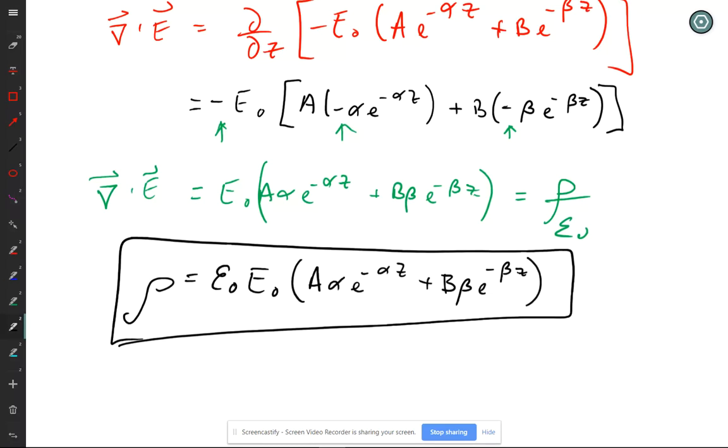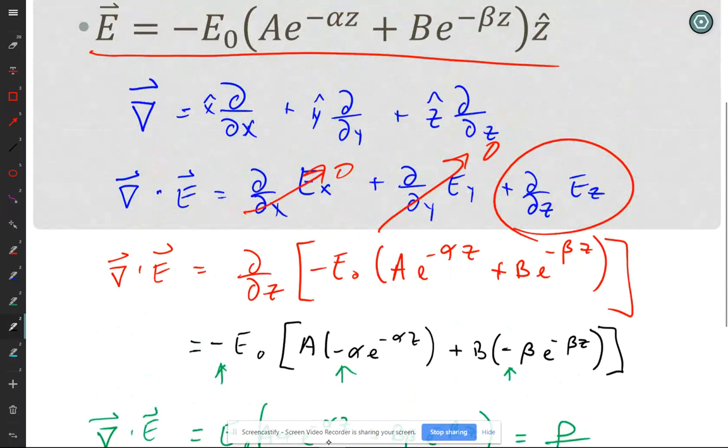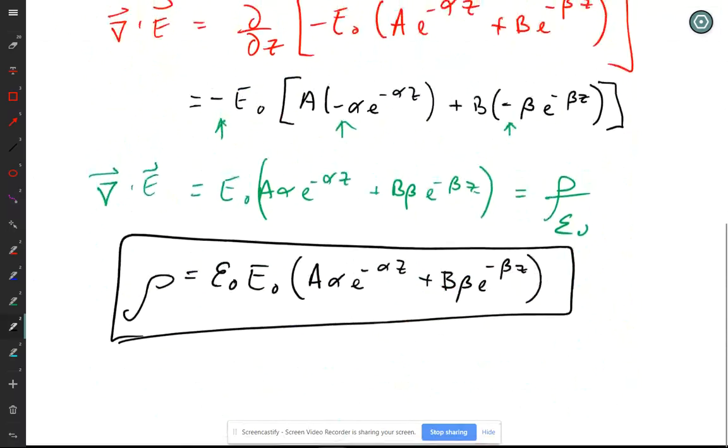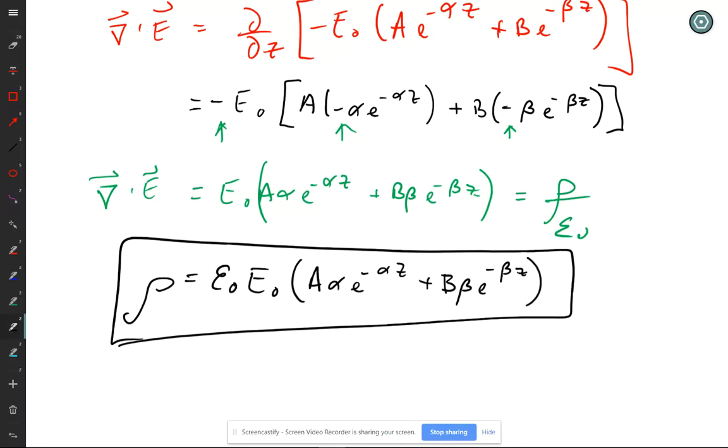Okay, now we have a couple more questions to go with this. The first one is plot the electric field as a function of elevation. That's just graphing this function. Well, e to the minus alpha z and e to the minus beta z. Because we don't know what the constants are, we can't get an accurate number or graph, but what we can get is a shape.